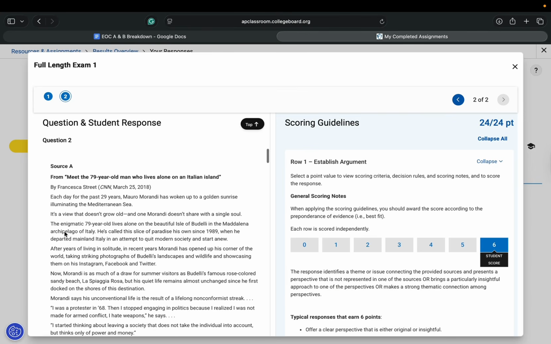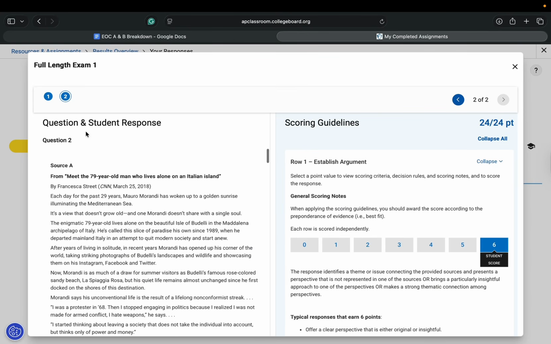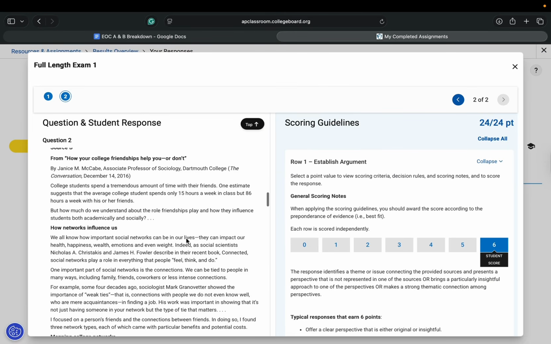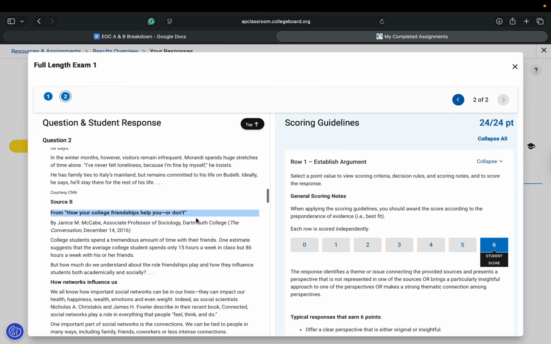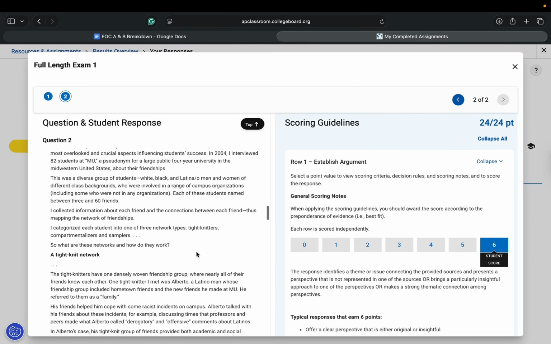And another pretty basic but important strategy to have in EOCB is read the title of each source, because it'll maybe give you an idea of what the theme is without even reading the articles.